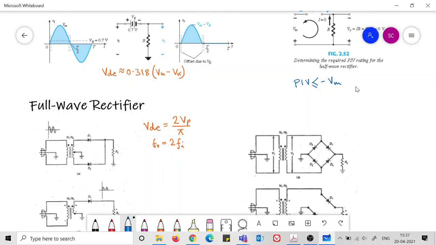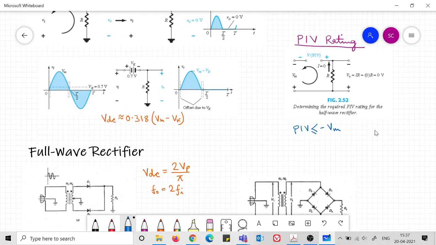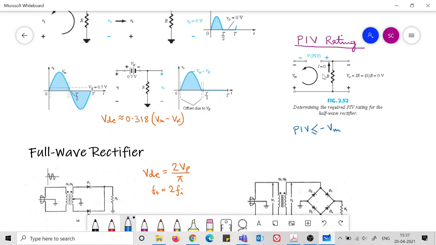Any confusion on this point, PIV? Any confusion here? It is very important. You might be asked to calculate the PIV of the diode in any circuit.